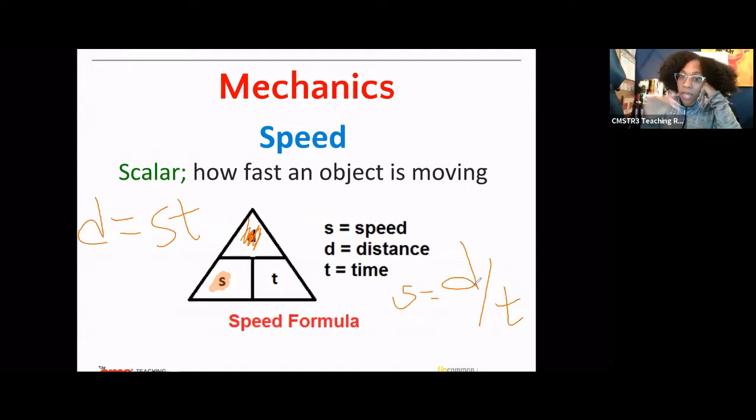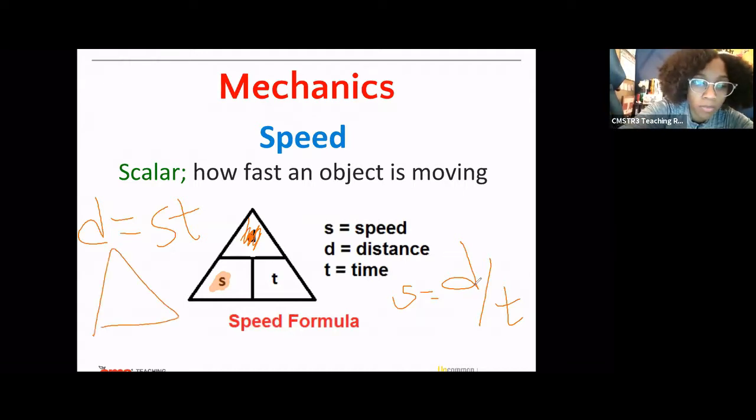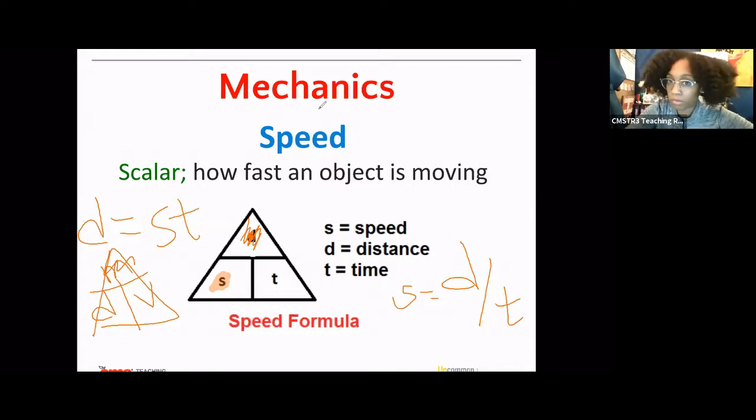So like in chemistry, we have to teach the kids density, D equals M over V. So we teach them density is equal to mass over volume. If they want to find mass, it's just density times volume. So we teach them the same way with any 3-factor formula. Just a little tool if you ever want to use it for your kids.